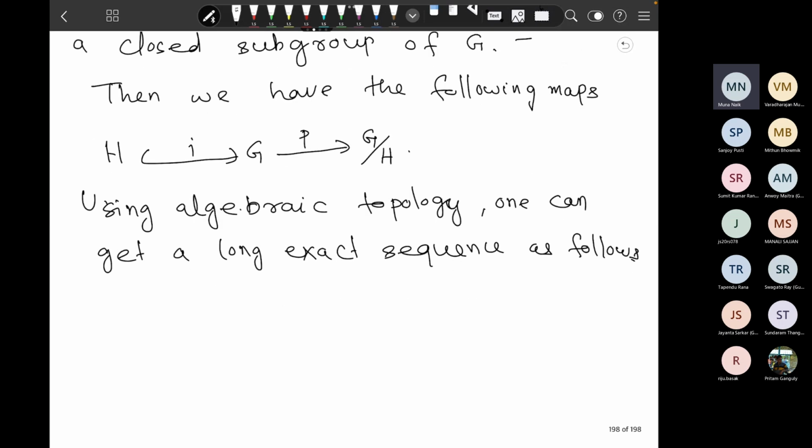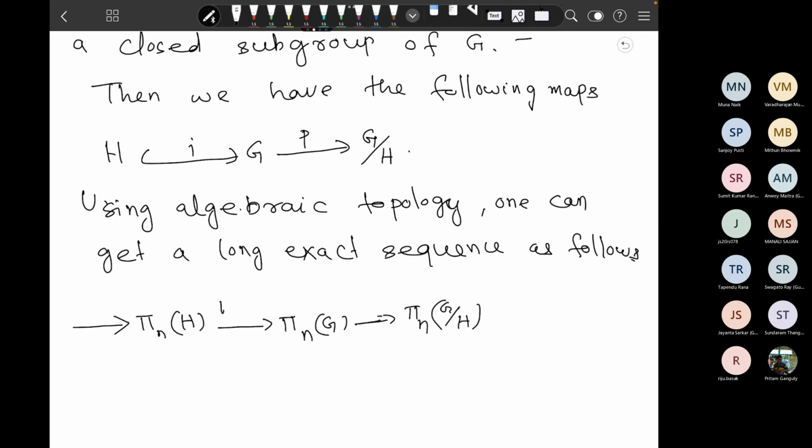So how to get that long sequence? You start from the nth homotopy group, say, and there will be something from the left. I am not writing this; you will understand what will be on the left. So you will start from pi n H, then pi n G, then pi n G by H. It's the nth level, and this will be induced by this map i, so this is i star n. Let us say this will be p star n.